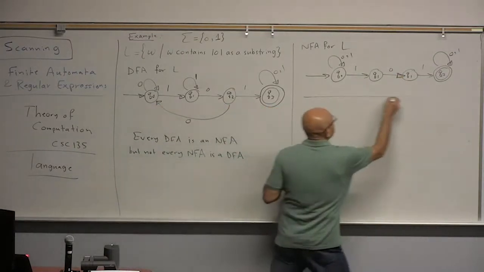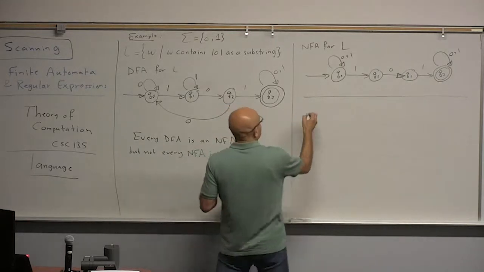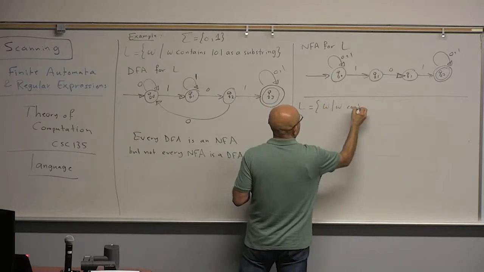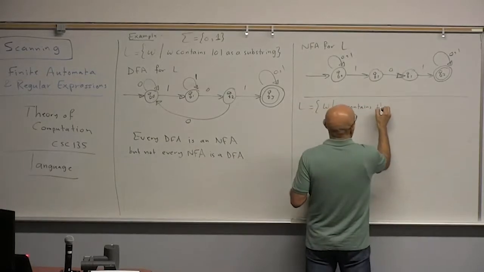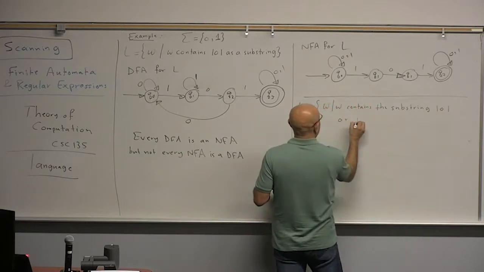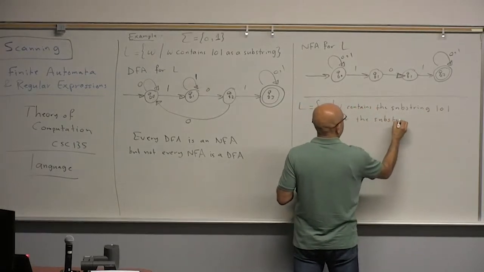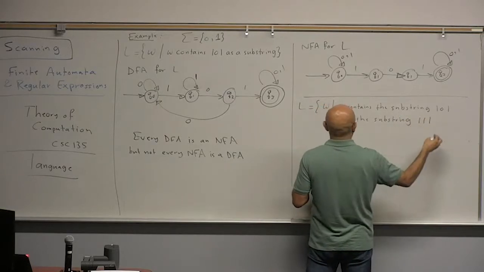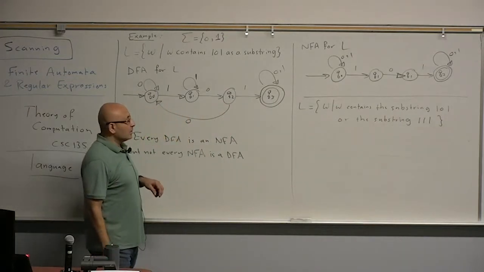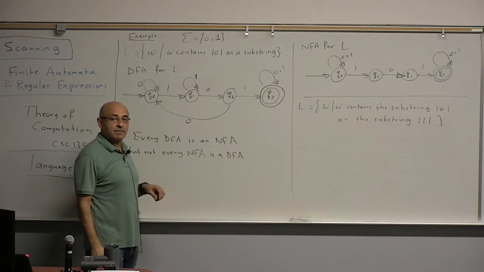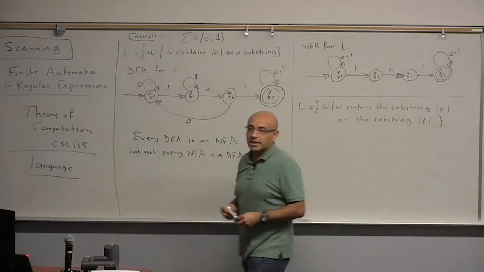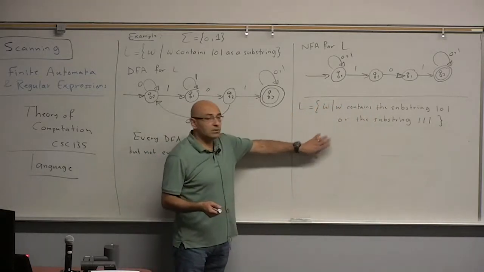we can see it in an example like this. If L is W such that W contains the substring 101 or the substring 111. Okay, so this is something that we can do easily with an NFA, but with a DFA we'll have to think more. So this can be much more easily done using an NFA.